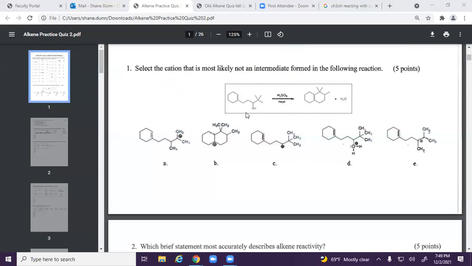But yeah. So A is the correct answer because it's stable. What about B? Is B stable? That's an example of a methylene shift, correct? So it's a tertiary, so that's stable, correct? Good. What about right here? Is that kind of stable?